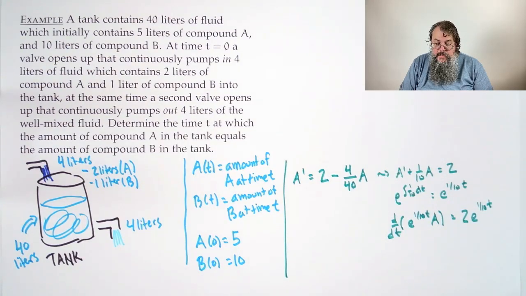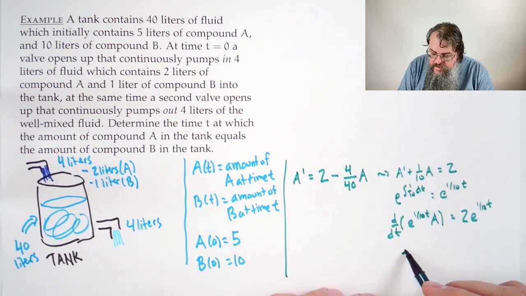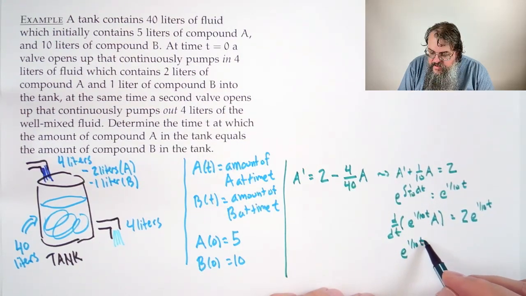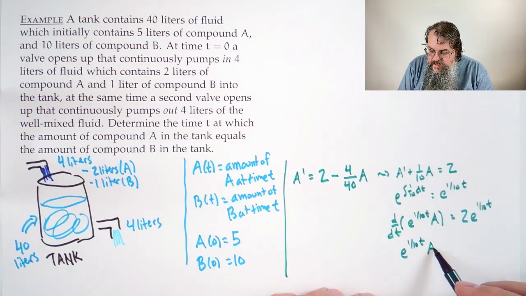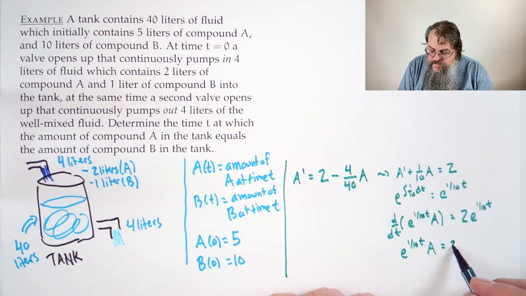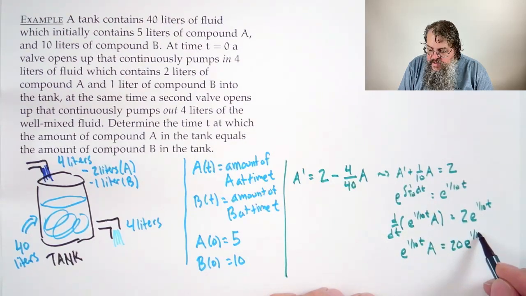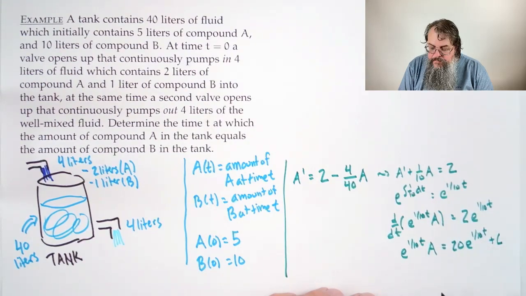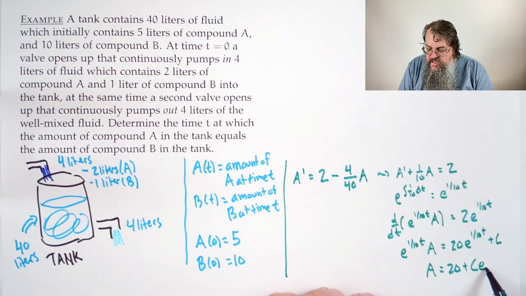All right. Well, now what do? Well, we integrate both sides. We get that e to the 1/10 t times A will be equal to, here, 2 divided by 1/10 is the same as 2 times 10, which is 20 e to the 1/10 t plus c. Or we get that A is equal to 20 plus c e to the minus 1/10 t.